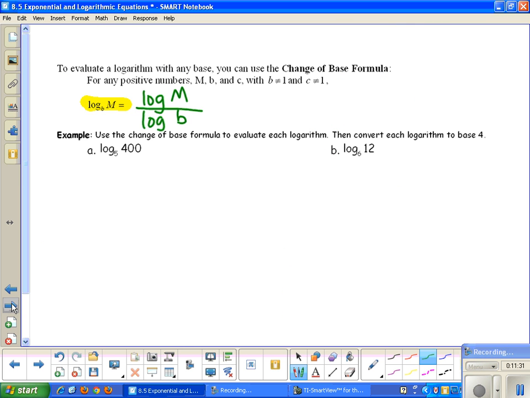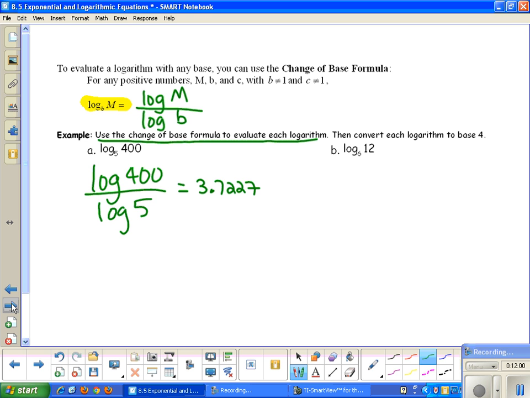Now, we already talked about the change of base formula, so let's just do a couple more change of base practice problems. For this one, if I wanted to do the change of base formula, again, the number that's smaller goes on the bottom. So this is going to be the log of 400 divided by the log of 5, and if you do this in your calculator, you end up with this being equal to 3.7227. Well, we're not done because that's the first part.